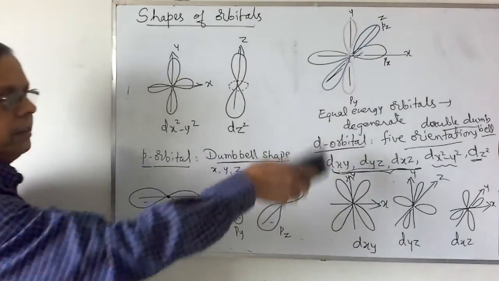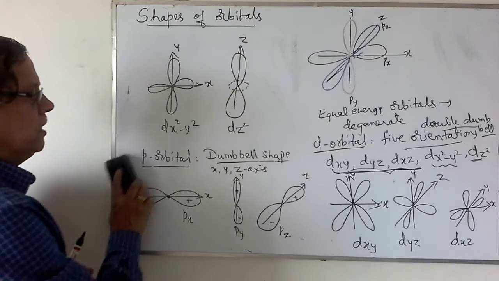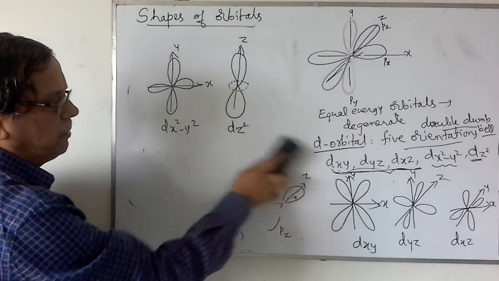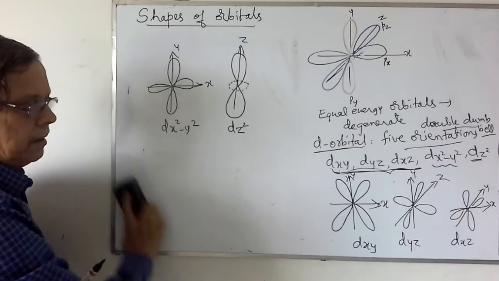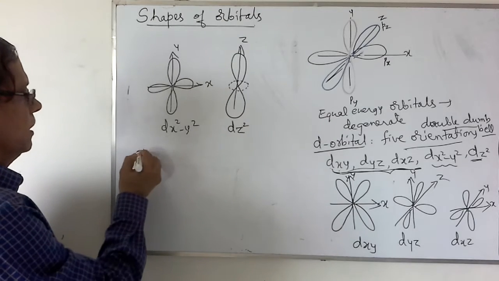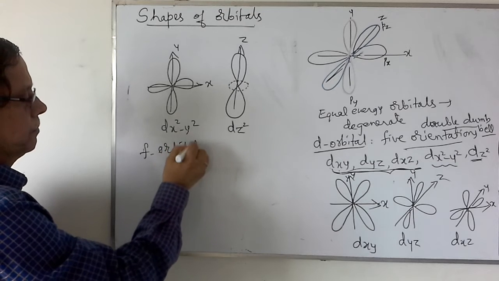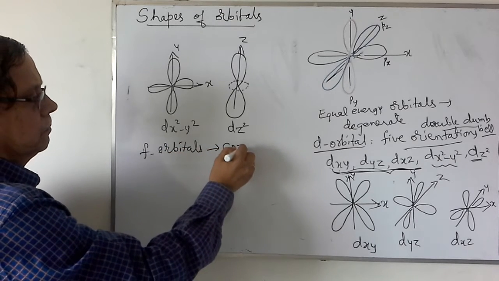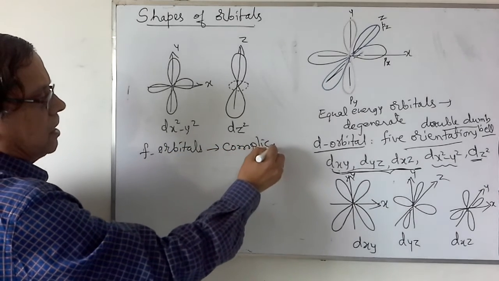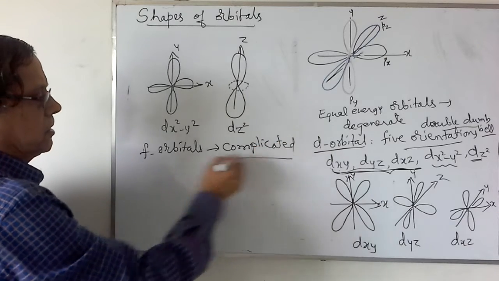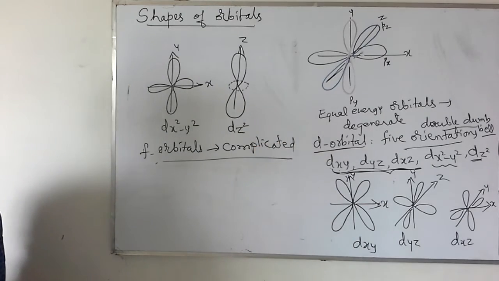So I hope it is clear. But as far as the shape of the f orbital is concerned, it is very much complicated. So simply you write, the shapes of the f orbitals are very much complicated. So let us not worry about the structures or shapes of the f orbitals.